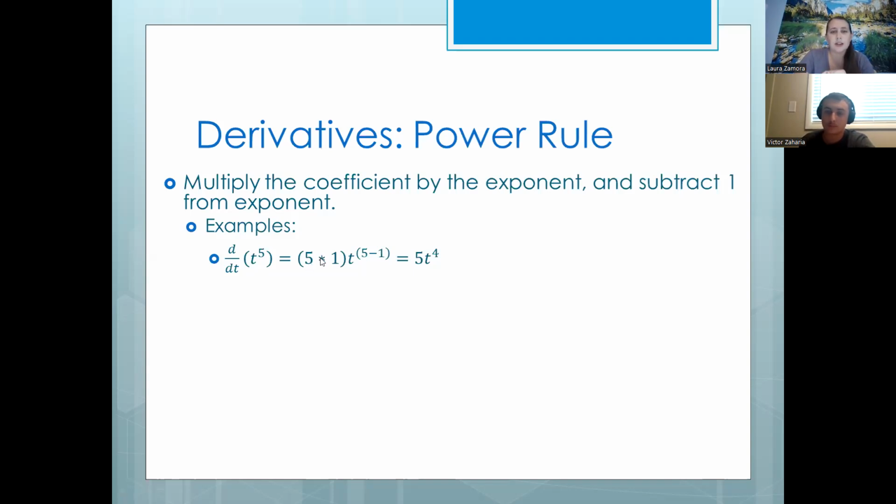So the coefficient times the exponent would be 5 times 1. And then we subtract 1 from the exponent. So 5 was our old exponent, and then subtract 1. When we simplify that out, we get 5t to the 4th as our final answer. And so this final answer is the derivative of t to the 5th with respect to the variable t.